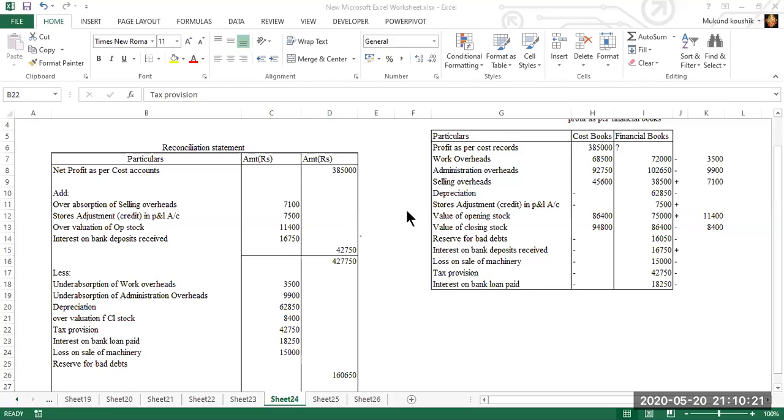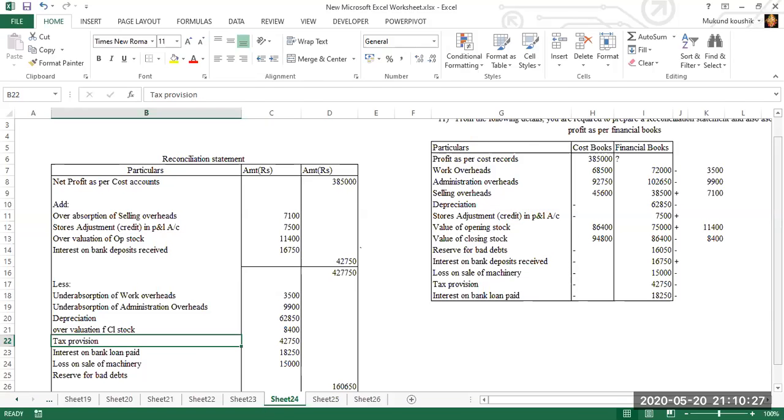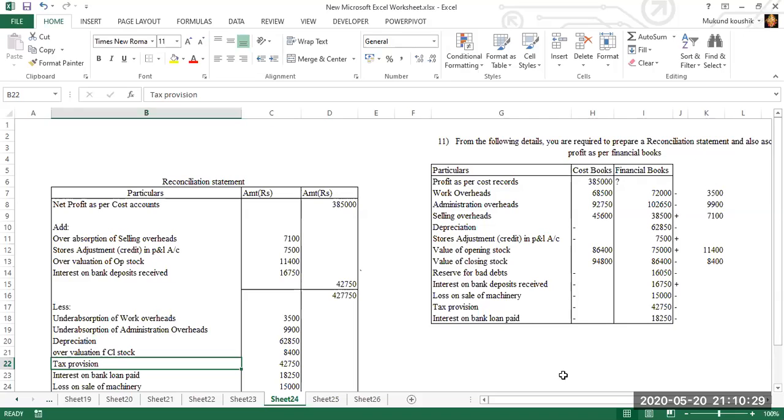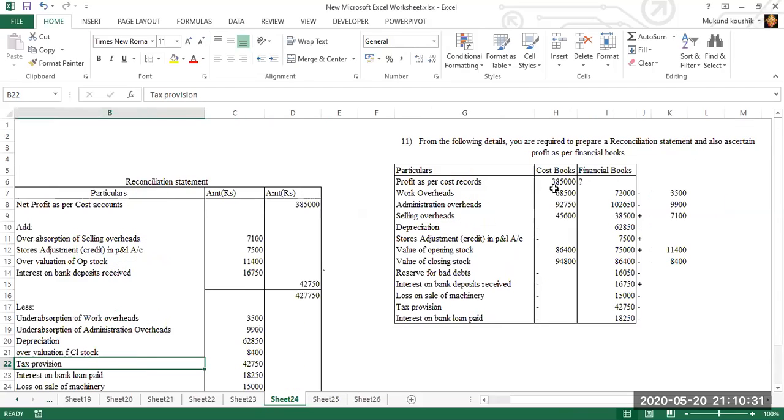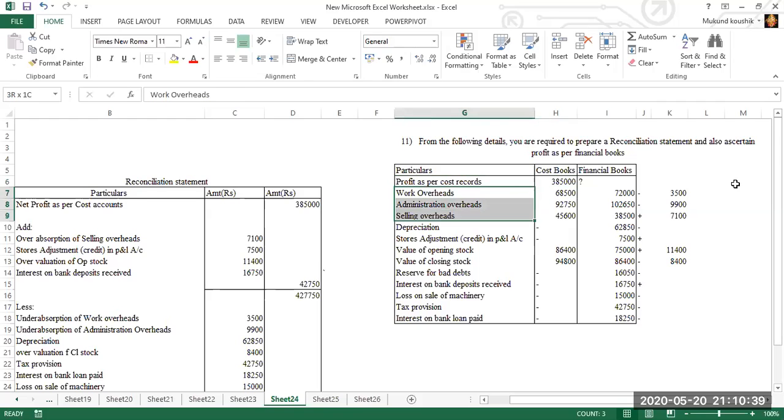Hello students, we are going to discuss the 11th question on reconciliation statement. Here, look at the question they have given. From the following details you are required to prepare a reconciliation statement and also ascertain the profit as per financial books. Here they have given profit as per costing records, and profit as per financial records they have not given. Also, they have given certain items. Now let us look at which items we have to add and which items we have to deduct.